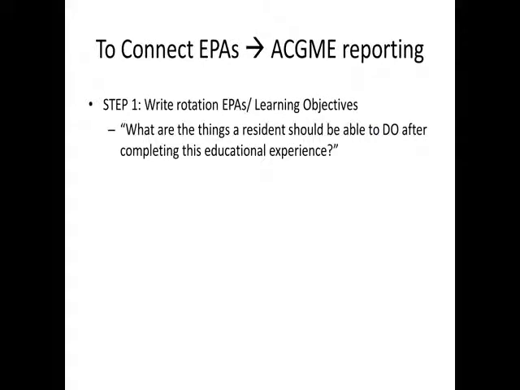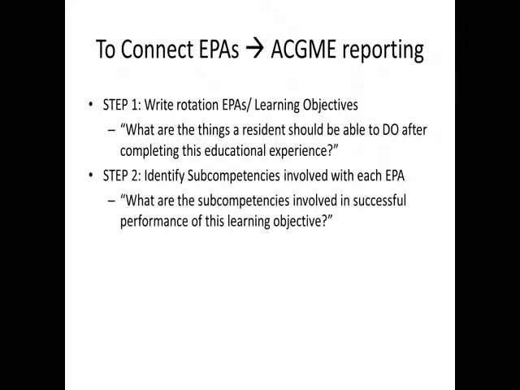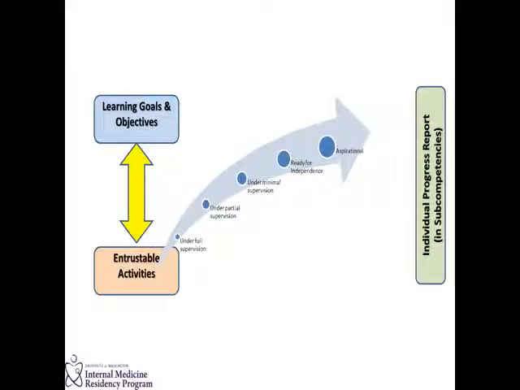Step 2 in this process is to identify which of the 22 ACGME internal medicine subcompetencies are involved with successful completion of each of these rotation activities. With Step 1, we have created rotation-specific evaluation questions and learning objectives that match one another. With Step 2, we have identified some of the 22 subcompetencies that are involved with each of these activities and which will be reported to ACGME semi-annually.